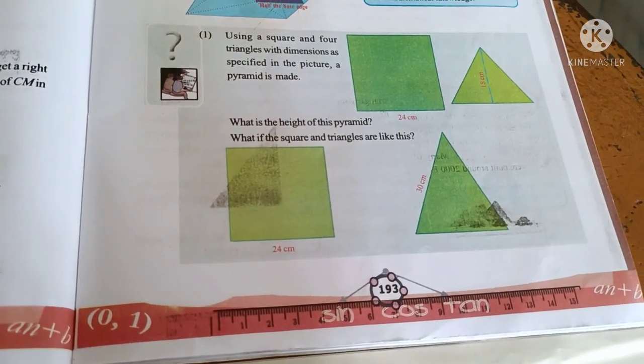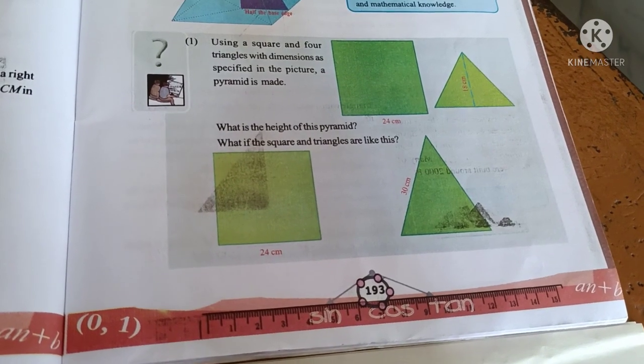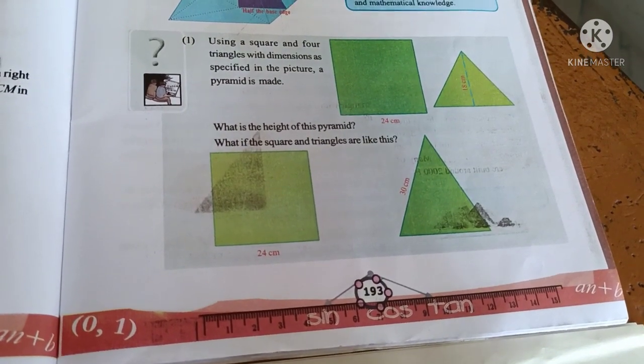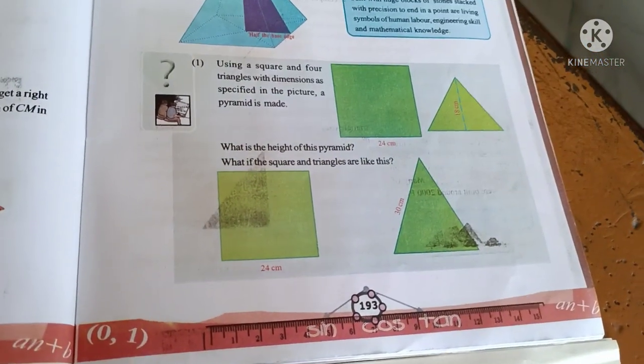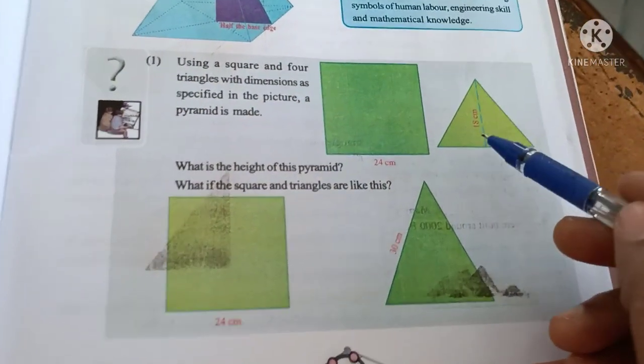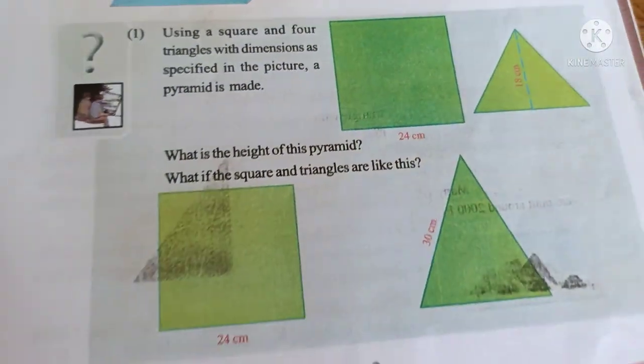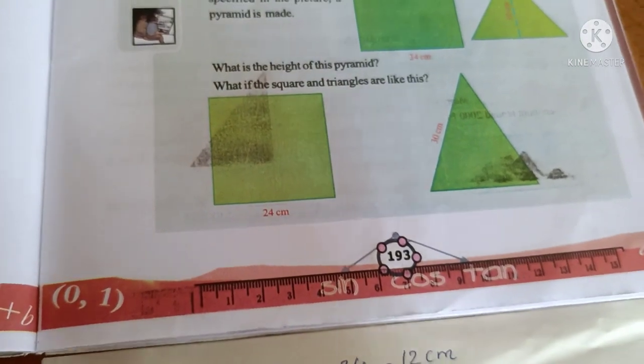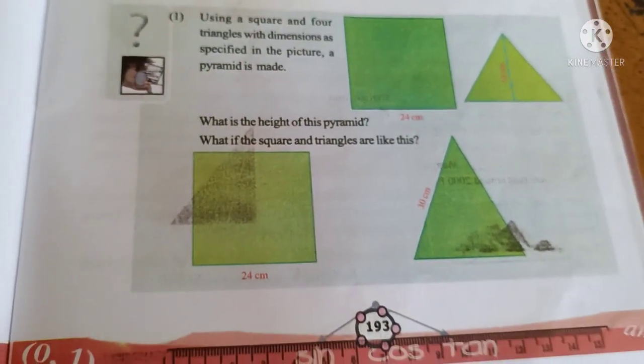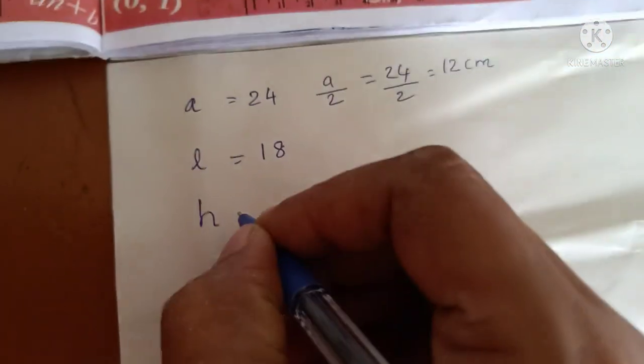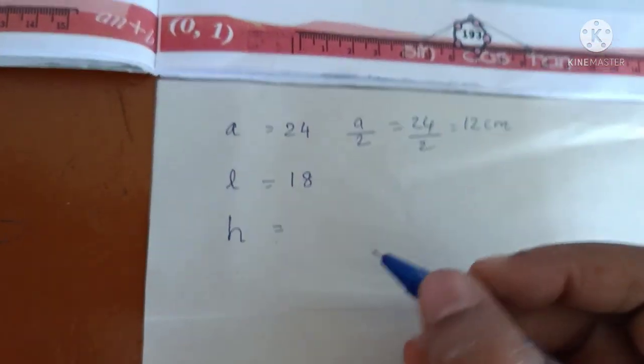Here the base edge is given, base edge a is equal to 24. Then what about its half? Half of the base edge is 24 by 2, which is equal to 12 centimeters. What about the slant height? The height of the triangle is called the slant height, and that is equal to 18 centimeters. That is, l is equal to 18 centimeters, and we need the height of the pyramid.